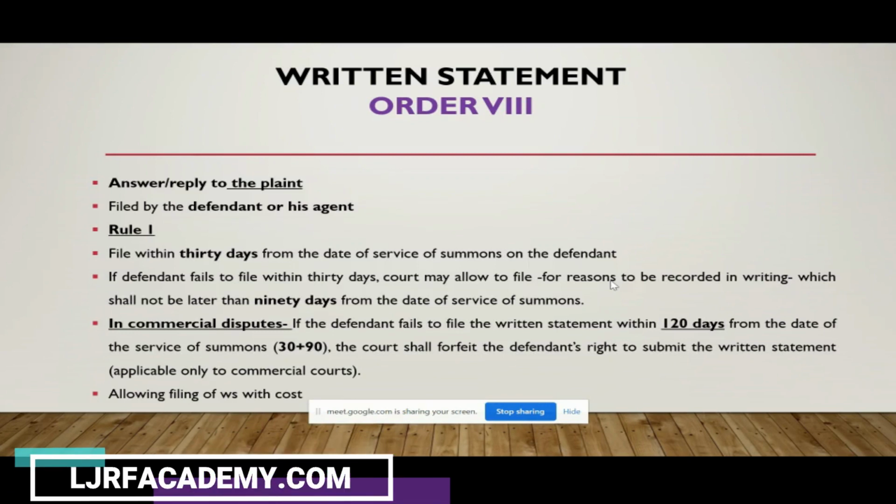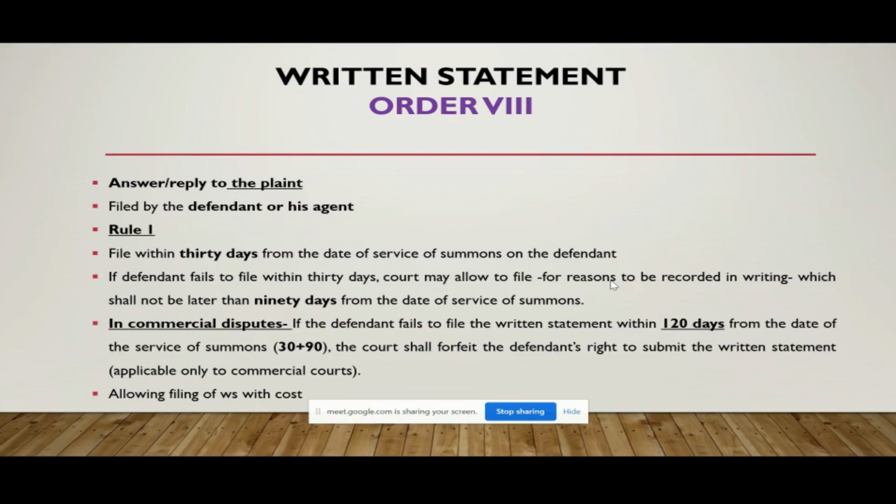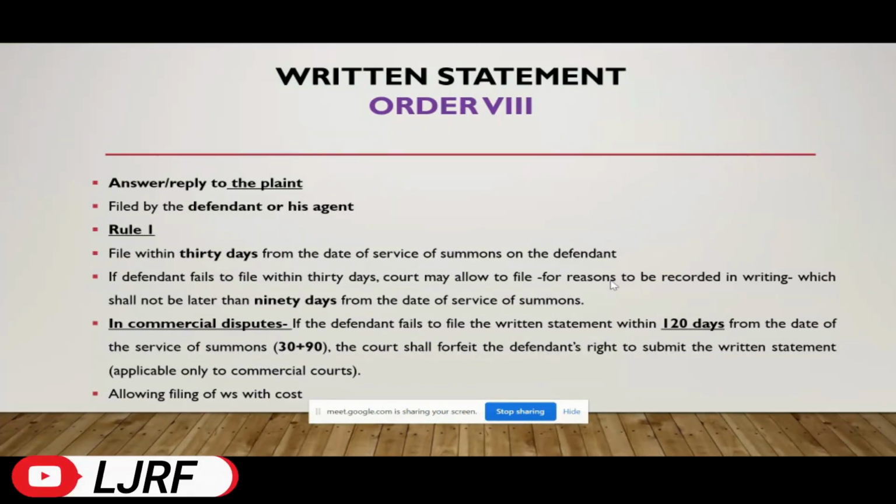No, Rajal, the court won't allow the defendant to file a return statement after 120 days. If you are able to file within 120 days, yes, good, well and good. And if you are not able to file, the court will not allow you to file further. That's the case in commercial disputes or commercial courts. It is not applicable to the normal civil forms. It is only for the commercial courts.